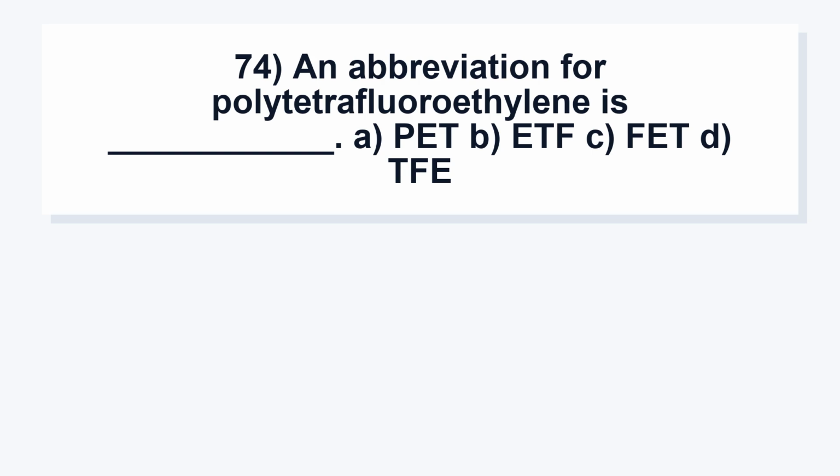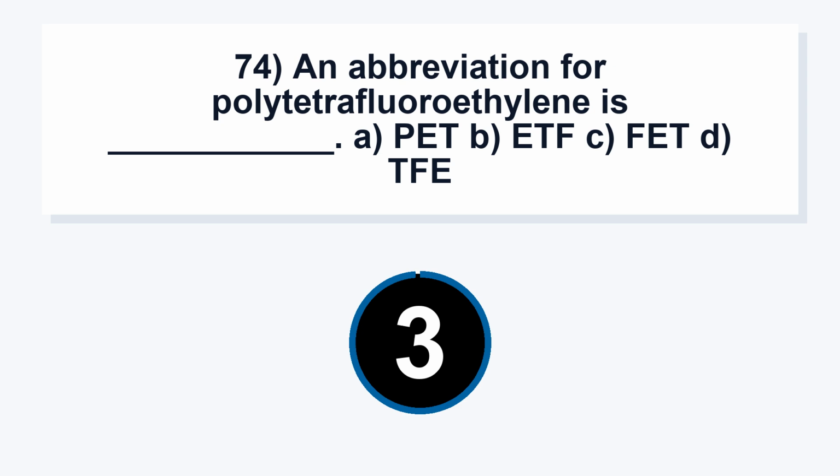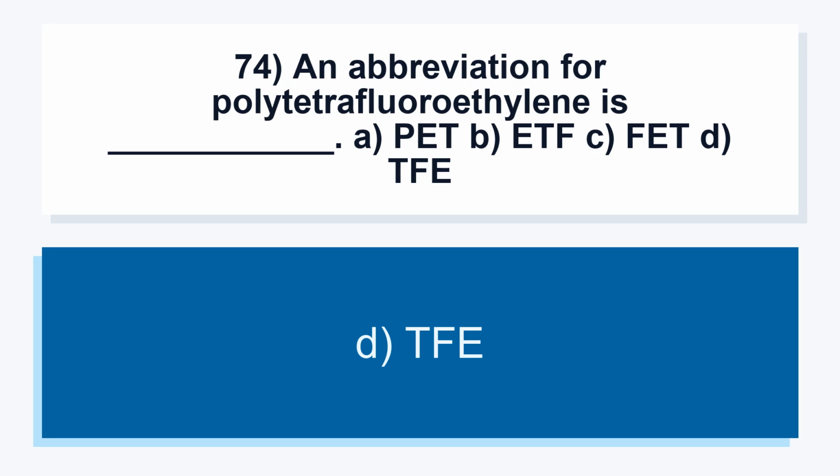74. An abbreviation for polytetrafluoroethylene is blank. A. PETB. B. ETFC. C. FET-D. D. TFE. D. TFE.